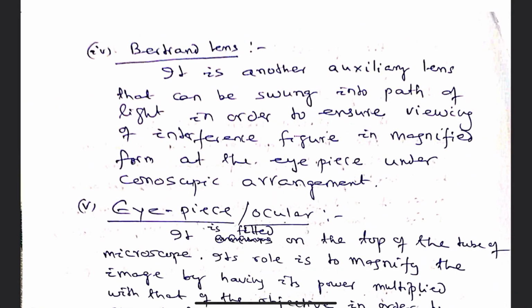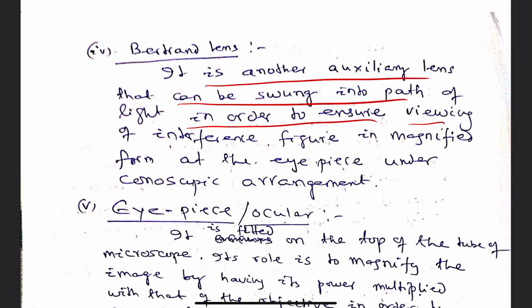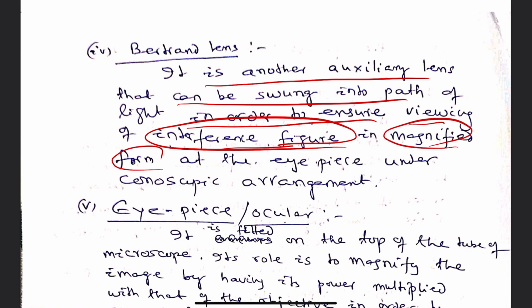Then we have the Bertrand lens. Above the analyzer, we have the Bertrand lens, which can be pushed into use or pushed out of use along the path of the light, and it is generally used to study the interference figure in magnified form along with the eyepiece in conoscopic arrangement. So the Bertrand lens is used during conoscopic arrangement for study of the interference figure.